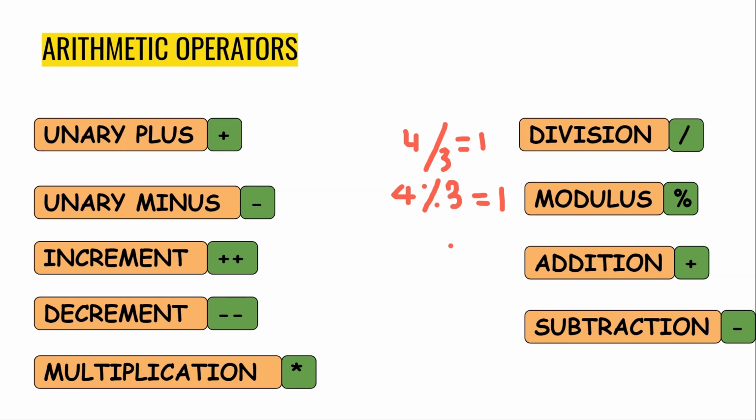The next operator is the addition operator. The addition operator is used to find the sum of two operands. Say for example, 2 plus 3 will give 5. Subtraction operator. The subtraction operator is used to find the difference between the two operands. Say for example, 5 minus 2, the result will be 3. So as I already told you, any expression which involves all these arithmetic operators is called an arithmetic expression.